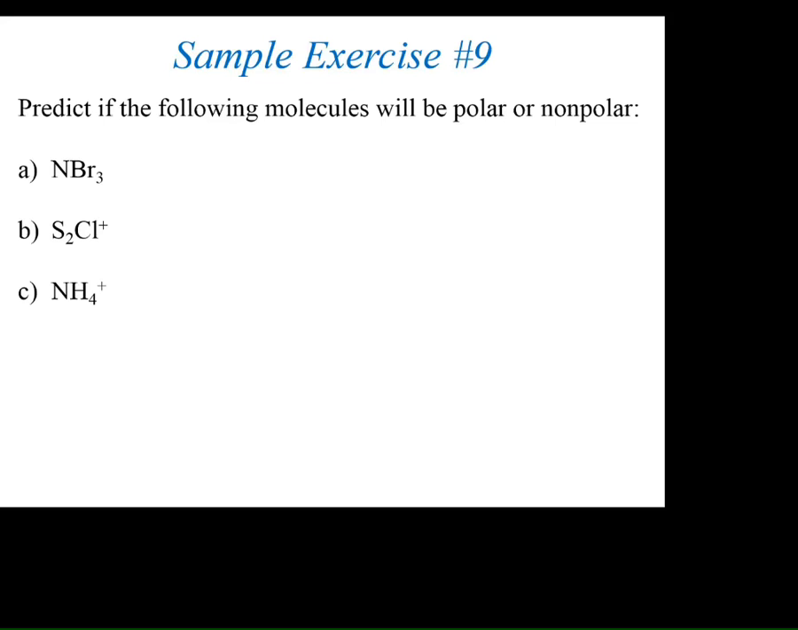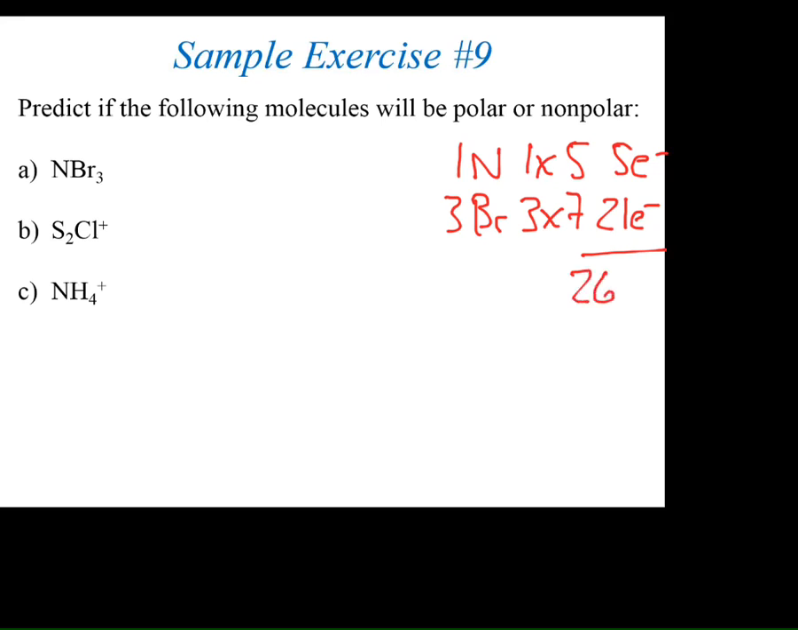Step 1 said, add up the total number of valence electrons. So let's do that. We have 1 nitrogen, and I've got 3 bromines. How many valence electrons does each nitrogen give? It's in group 5A, so it gives 5. So 5 electrons. How many does each bromine give? 7. So that's 21 more. So how many total valence electrons do I have to account for? 26. Okay, that's my total.